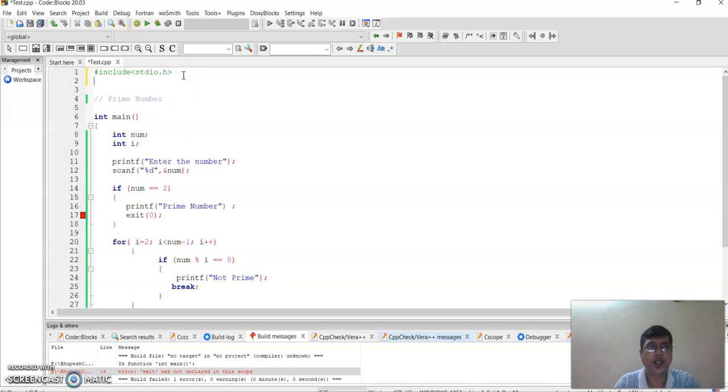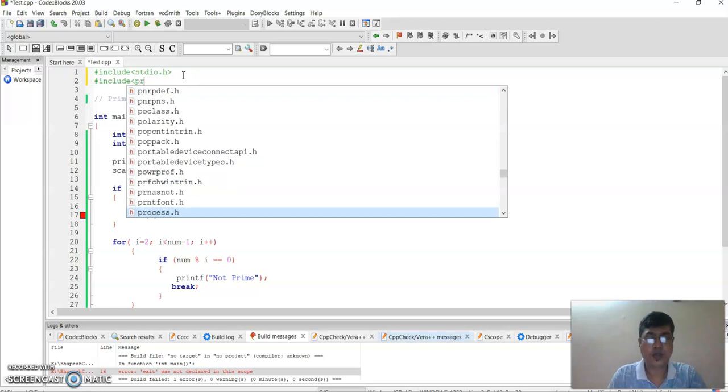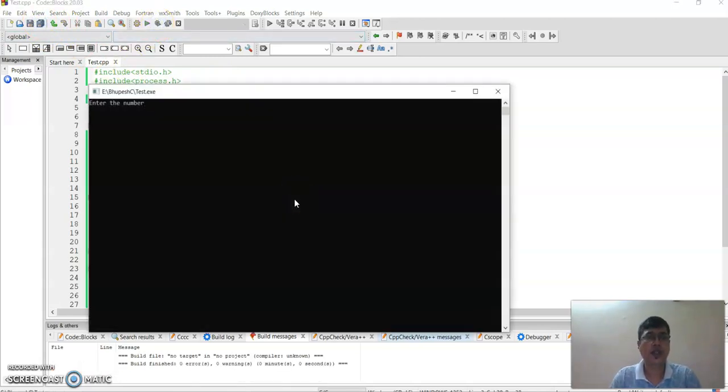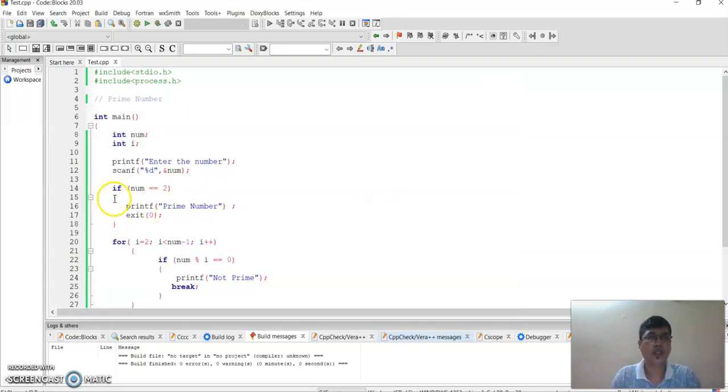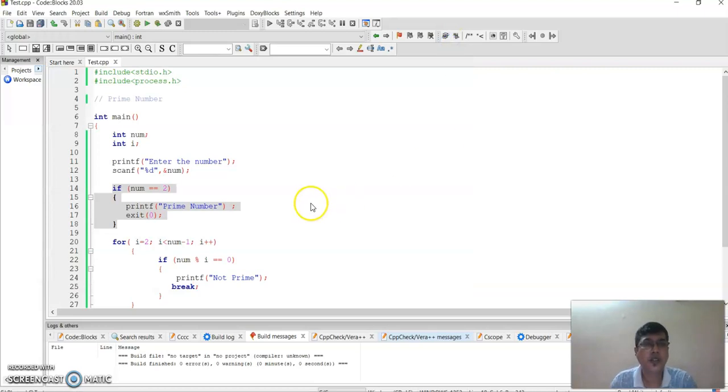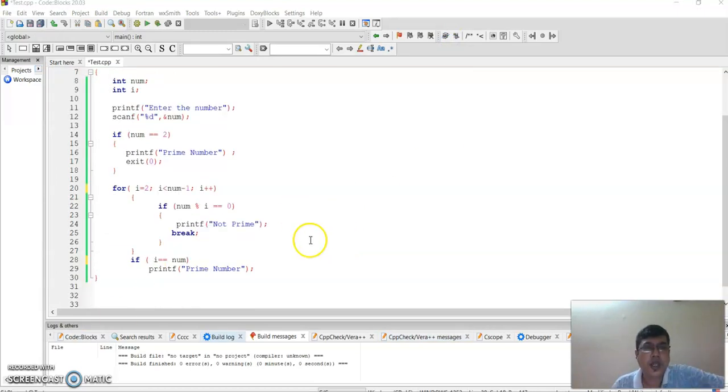We need to put a header file, include process.h. Let me save it and run. Let us put a number. First 2: prime number, very good. This statement has executed, and exit 0 means it will come out of the program. Now let us see 3. Oh, what happened? Why has the output not come? We are not getting the output for 3.